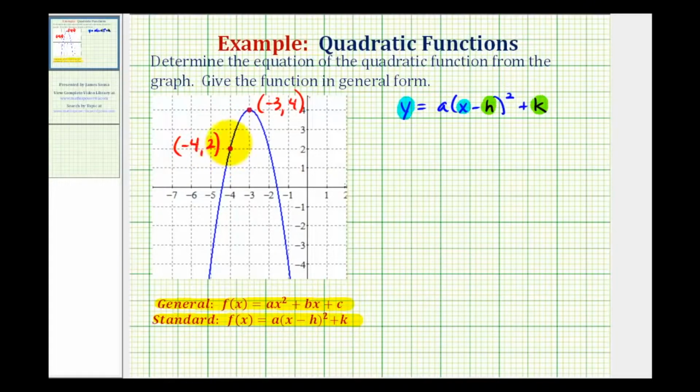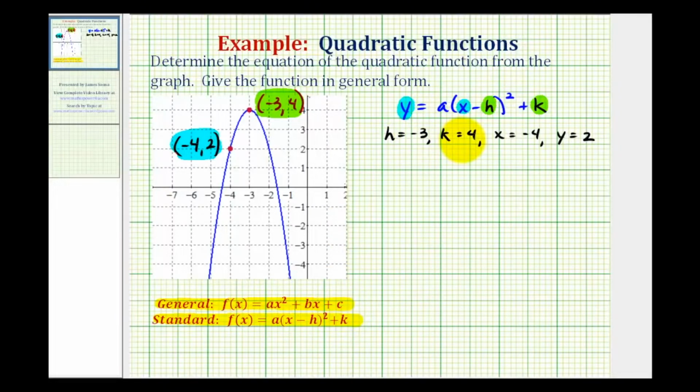This is actually all the information we need to get started. Since this point is the vertex, h equals -3 and k equals +4. And since this point is on the function, we can use x equals -4 and y equals +2. So again, from here, we're going to substitute -3 for h, +4 for k, -4 for x, and +2 for y. Notice when we do this, we'll be left with one unknown, a.